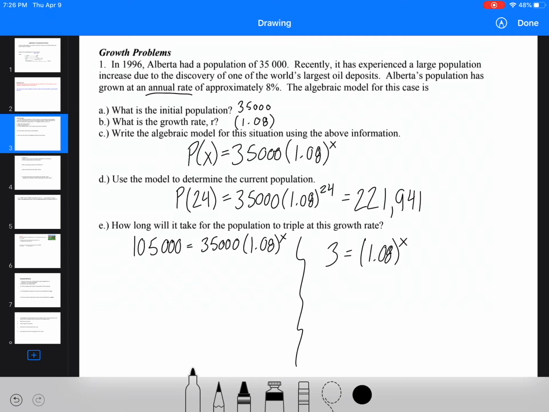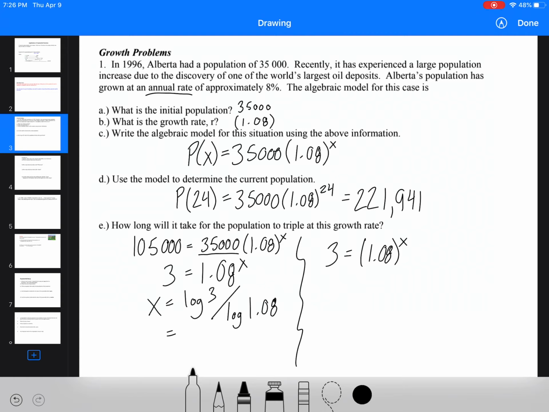Now, both of these are exactly the same. They're set up the exact same way. Because we're looking at the time it takes to triple, if I had 1 person or if I had 1,000,000 people, the time, if I'm growing at 8% per year, is going to be the exact same to triple. So here, because we're going to have to divide the 35,000 over, we get 3 equals 1.08 to the x, and it's just taking a step out. So then x equals the log of 3 divided by the log of 1.08.